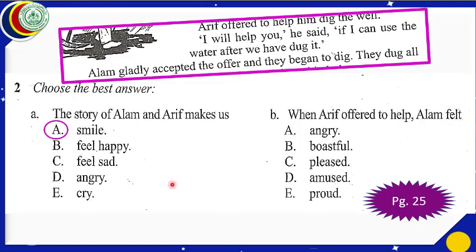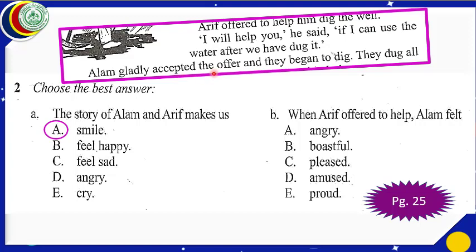Dear students, come to the next part. When Arif offered to help, you know very well, when Alam thought to dig a hole, to dig a well, he discussed it with Arif. Arif offered to help. Arif said, I can help you if you promise to let me use the water of the well when it is ready, then I can help you. Alam felt what? Alam felt angry, boastful, pleased, amused, proud. We can find it here.